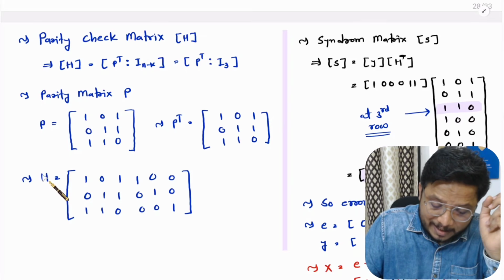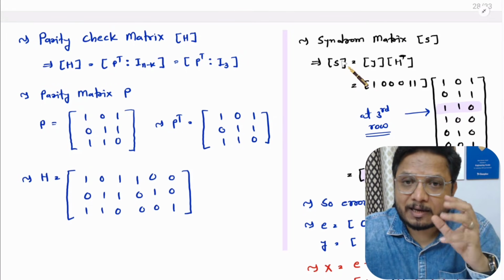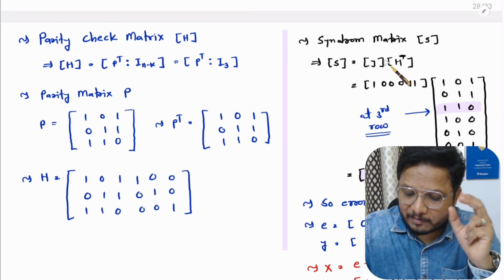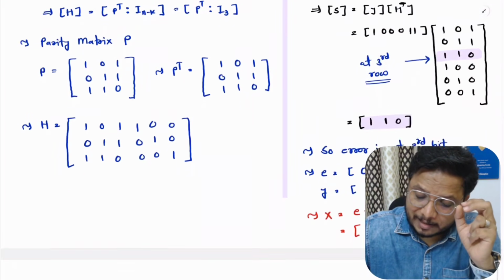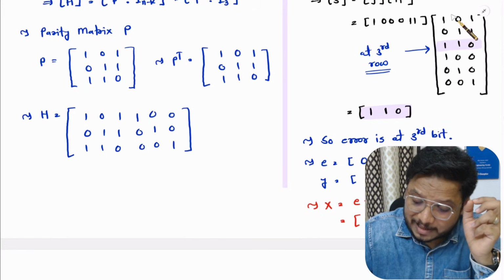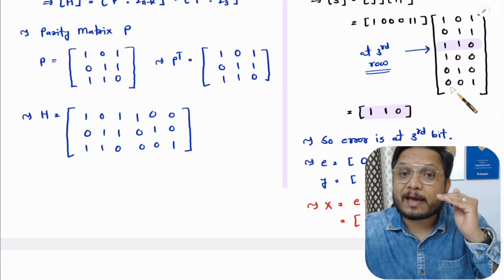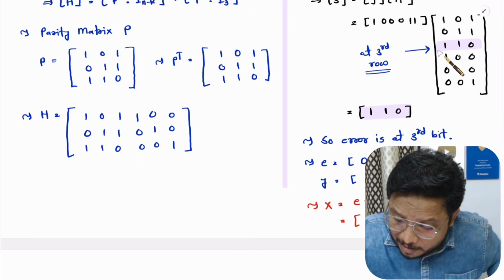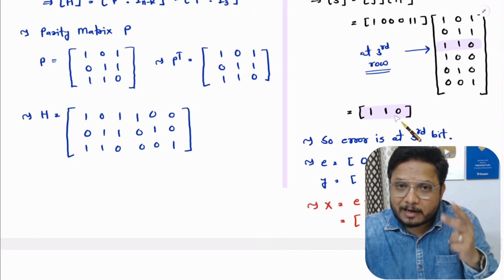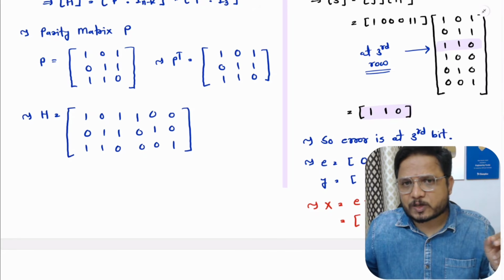And once you have the parity check matrix, you can have the syndrome matrix, that will be received data into H transpose. Once you identify this multiplication, whatever syndrome is there, you need to map over here with H transpose. And at that location, you can say we have error. Like you see here, we have the third row that is getting matched over here, means at the third bit we have received error. So this is how the complete process is.